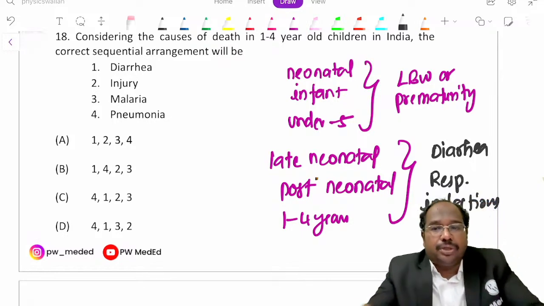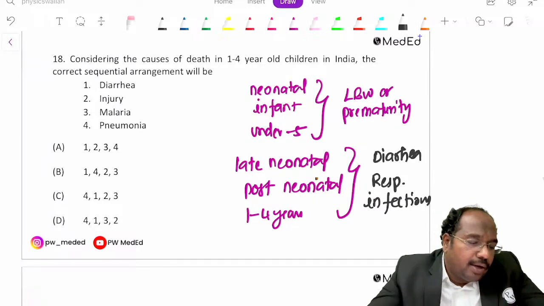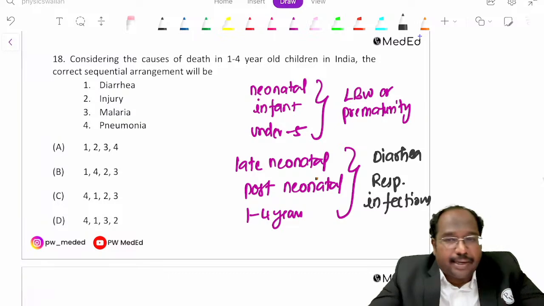Soiled gloves also you should put in the red color bin. Anyway we are going to disinfect it. Soiled items should go to the red color bin, guys.